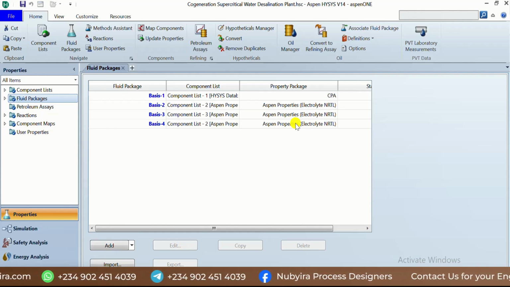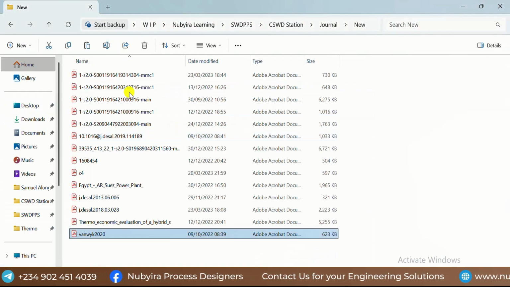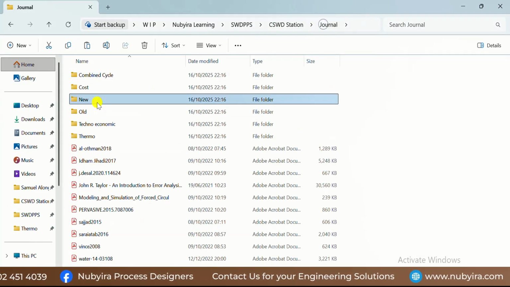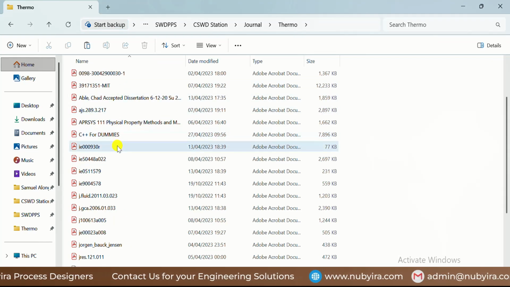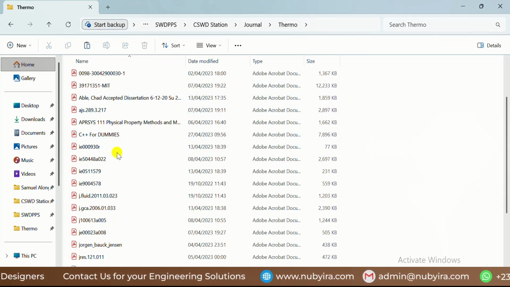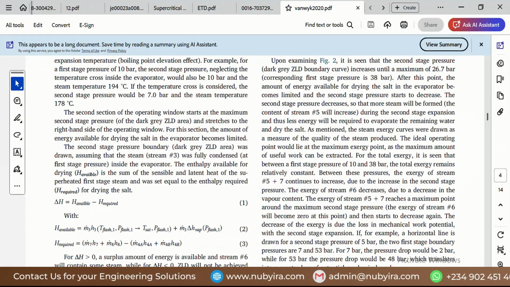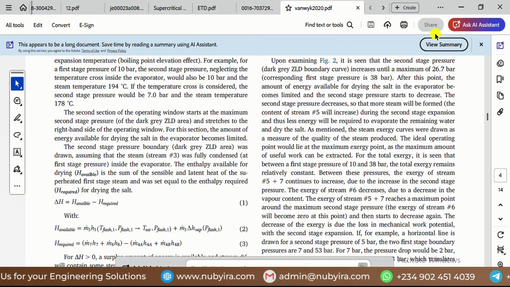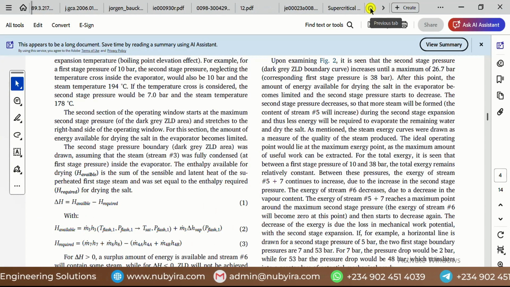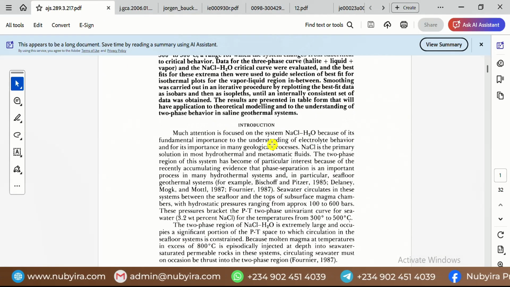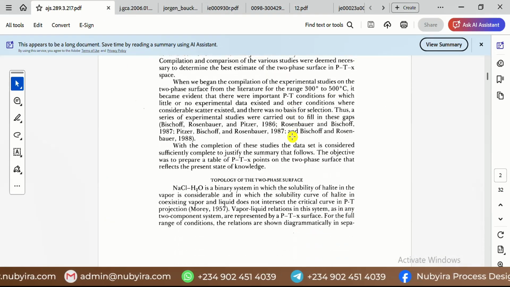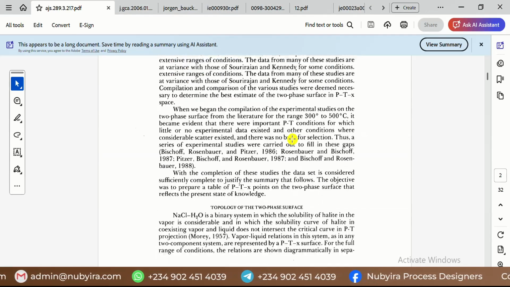That will bring down the accuracy of the model. So I have to develop a subroutine in C++ for the model. If you go to Thermo here, I had to develop it for the model and integrate it into Aspen Custom Modeler. The theory behind the subroutine is given by regressing this data that is reported from Bischoff and Pitzer.